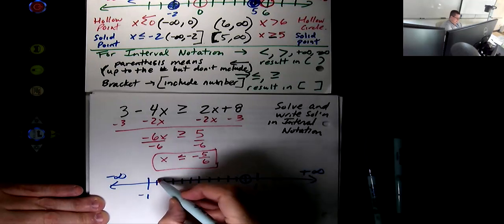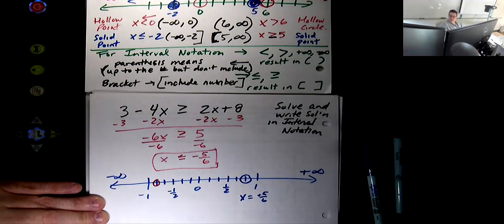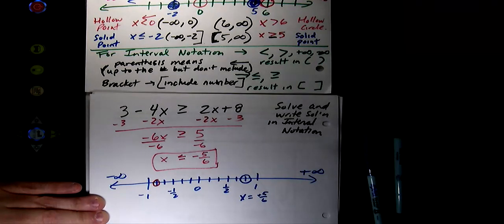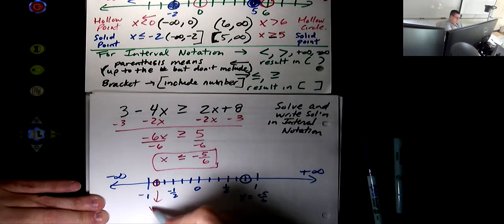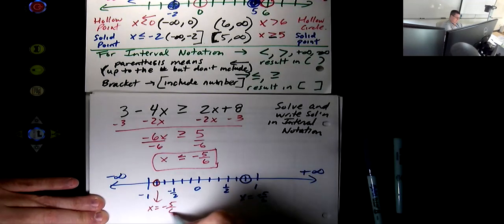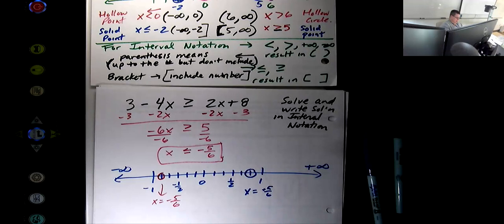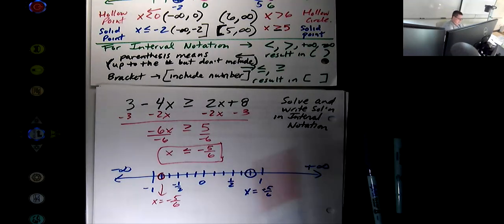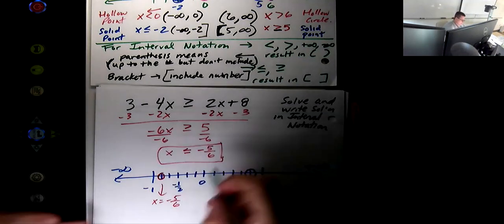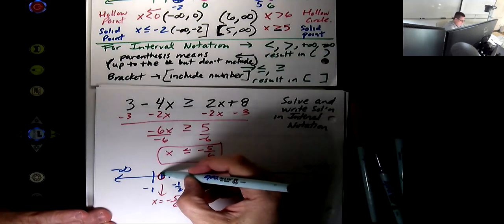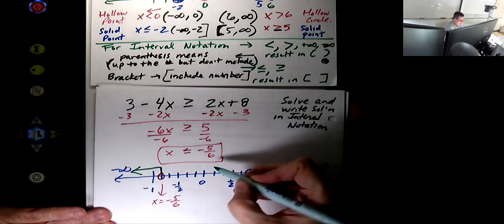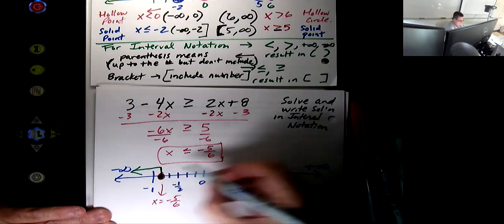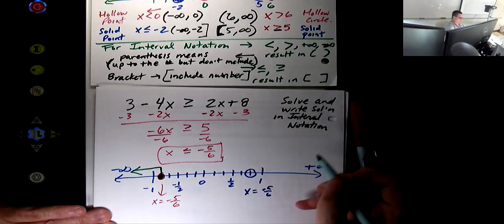So negative 5/6 is right here. Oh no, never mind. This is x equals negative 5/6. That's that point right there. We want x is less than or equal to negative 5/6, which means we want values that are less than it. And we want to fill in that point because we have that equal to portion.